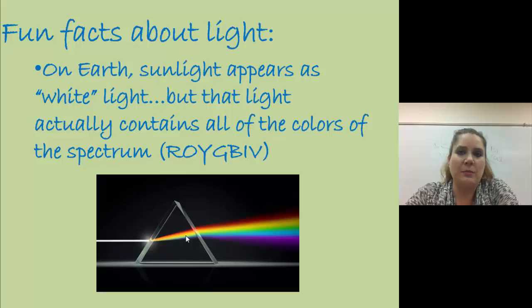You guys have probably seen a prism, or at least a picture of a prism at some point before. So if we send white light into the prism, it will break apart that light into all of its component colors. And that gives us our good Roy G. Biv rainbow of colors here. Okay, so that white light has all of these other colors inside of it. We just can't see it most of the time.